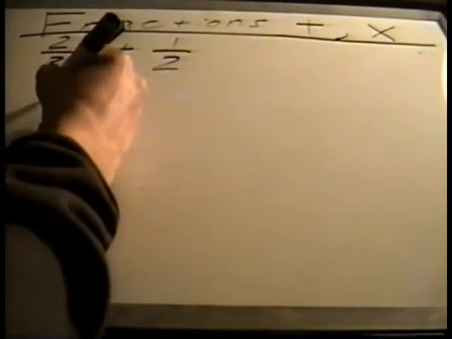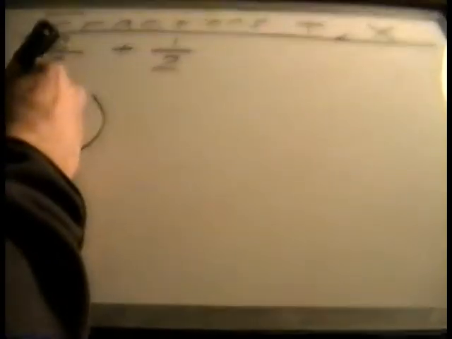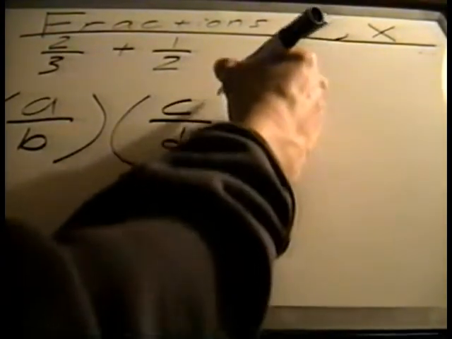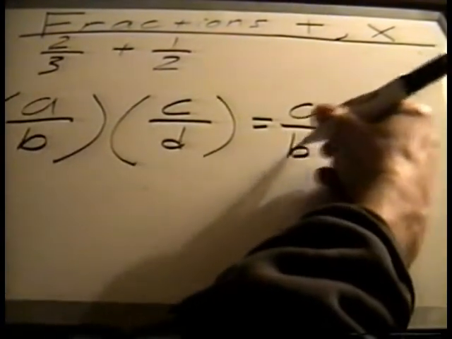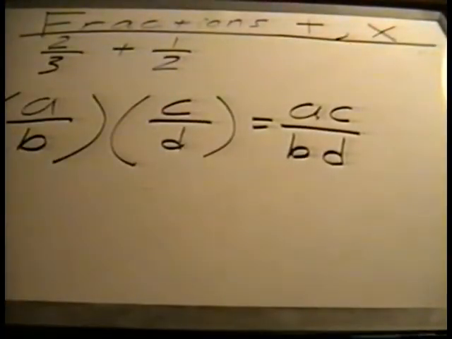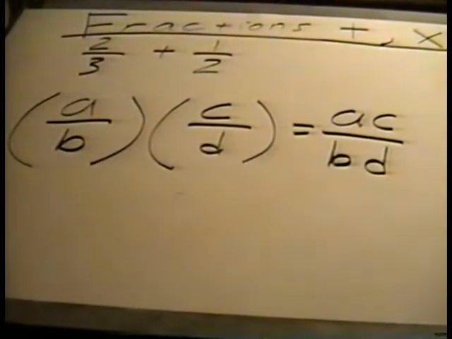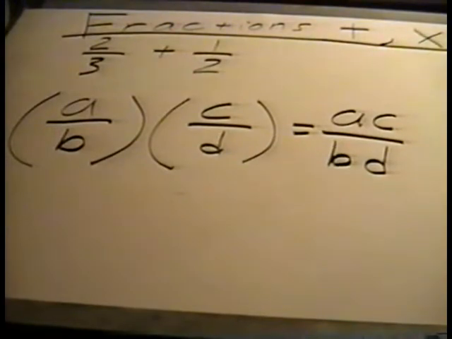Or we simply say A over B plus C over B equals A plus C over B. Now please write this down. A over B plus C over B equals A plus C over B.